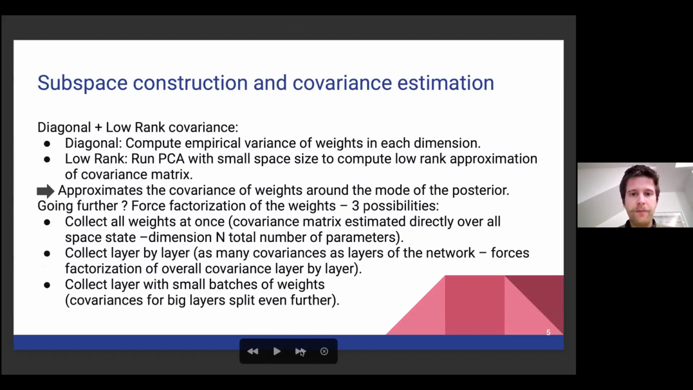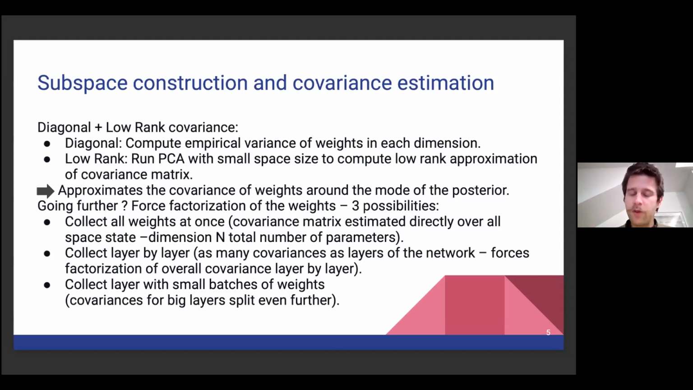And we put a bit of effort into computing the subspace, and how to compute the covariance. So the idea was to use some diagonal plus low rank approximation for the covariance. The diagonal is quite easy in our case to estimate, because we just want to compute the empirical variance of the weights according to each of the dimensions. So that's really the diagonal of the covariance which we compute there.